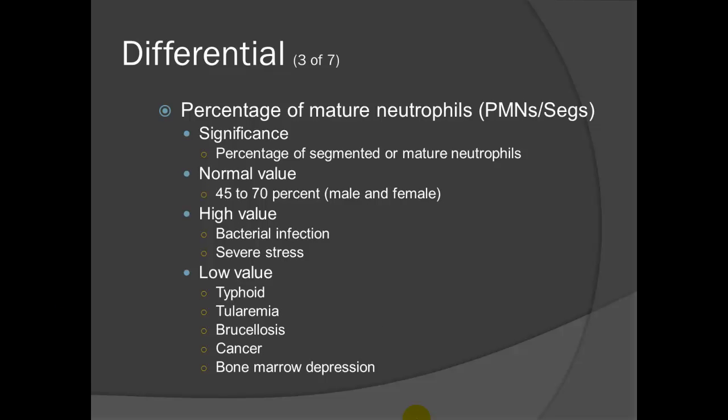Percentage of mature neutrophils, or polymorphonucleated white blood cells, or segmented neutrophils. That's like saying potato, potato. Significance: percentage of segmented or mature neutrophils or white blood cells. Normal value is 45 to 70%. High value means bacterial infection, severe stress. Low value: typhoid, tularemia, brucellosis, cancer, or bone marrow depression.